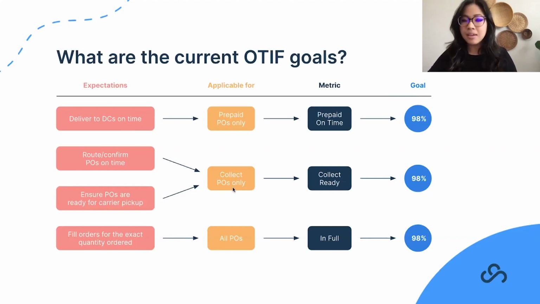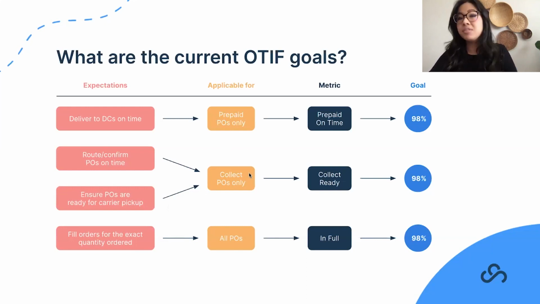If you are a collect supplier, you have a different set of expectations around on time. So you should be routing and confirming your POs on time, and we'll talk about that shortly. And then also ensuring POs are ready for carrier pickup. So basically, if you're prepaid, you are responsible for getting the product to Walmart's DCs. If you're collect, Walmart's transportation fleet actually backs up to your warehouse or 3PL to pick up the product.